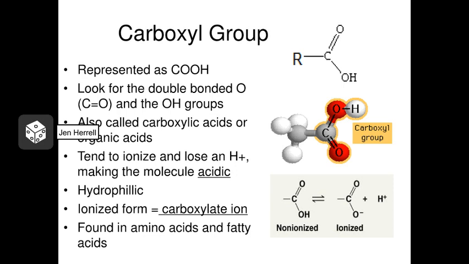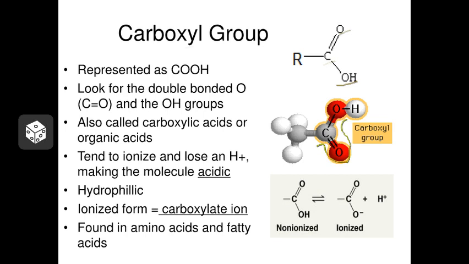Next, we have the carboxyl group. Now, if you take the two previous functional groups that we talked about, the carbonyl and hydroxyl, and you combine them, you get the carboxyl. So the name kind of tells you what's involved. Carboxyl contains a carbon double bonded to an oxygen, that's the carbonyl portion, and then one of the bonds of the carbon in the center is going to be bound to a hydroxyl group. So that's carboxyl.